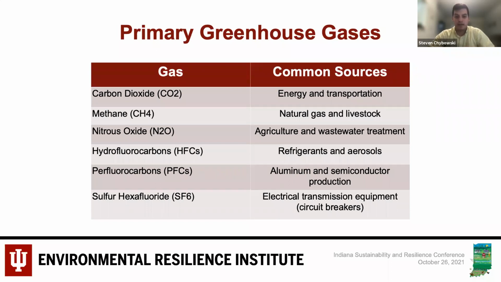Perfluorocarbons, or PFCs, are generally produced from aluminum and semiconductor production. And sulfur hexafluoride, or SF6, largely comes from circuit breakers, which are used to help us transmit our electricity throughout our country. So these are the 6 primary greenhouse gases that we look to measure and track and are concerned with.